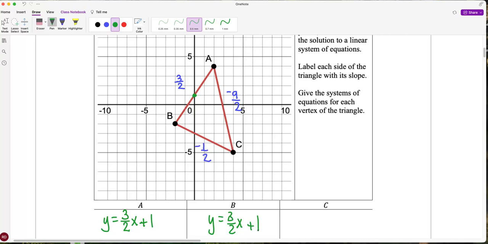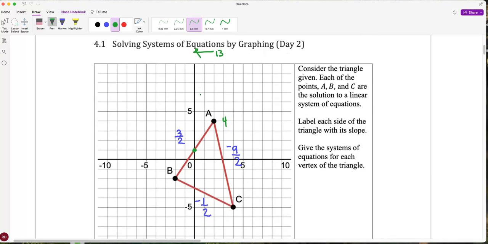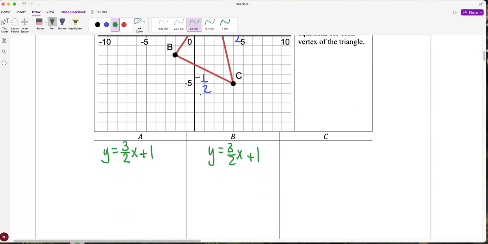Now go back to A. To figure out the other line, it's the slope with 9/2, okay? So up 9 and over 2, okay? So if you see here, I'm sitting at 4. If I go up 9, I'm at 13, and then I go over 2. So that y-intercept has to be at point 13. So that line is y equals negative 9/2 x plus 13.